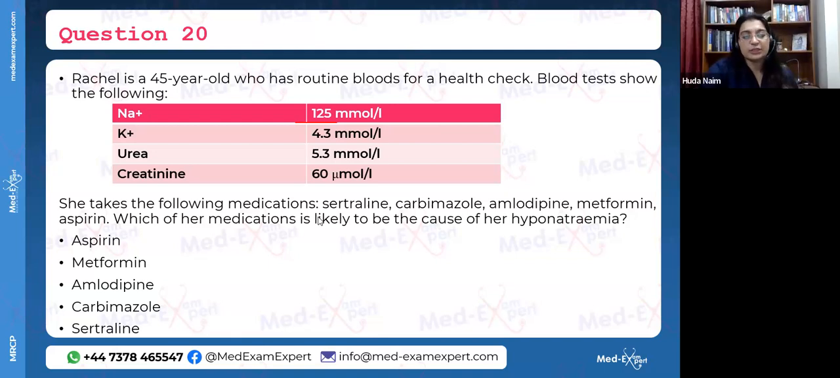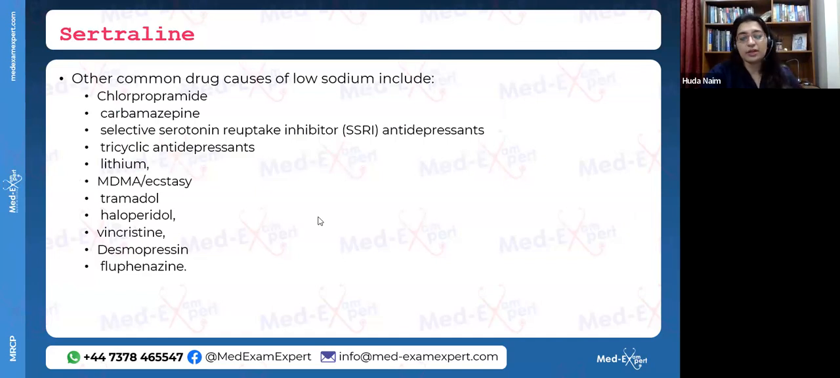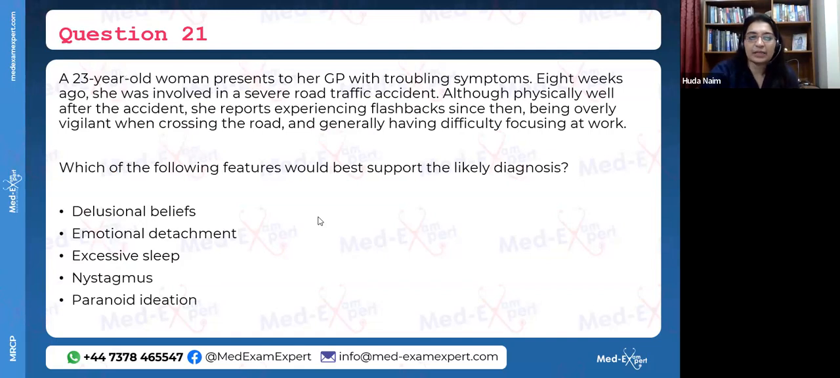The drugs that she was taking included sertraline, carbimazole, amlodipine, metformin, and aspirin. So yes, it's sertraline, and that leads to hyponatremia. Okay. So it's very important to see all of the other drugs that lead to hyponatremia. You don't need to remember all of them, but at least the important ones that are specific for any disease. For example, the SSRIs, the tricyclic antidepressants, lithium, haloperidol, desmopressin, and carbamazepine are all important drugs which lead to hyponatremia. Okay. Next one.